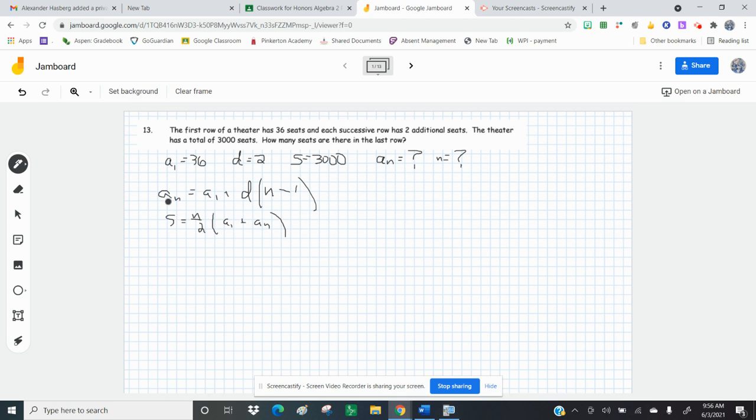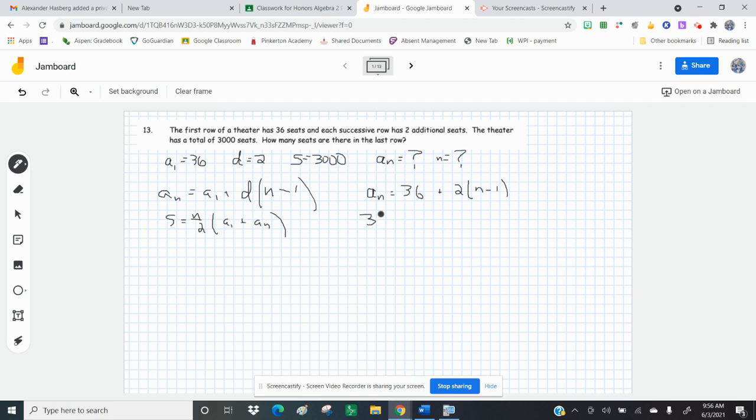So let's take this first one. An we don't know, so we're going to keep that an. A1 we know is 36, plus our common difference, which we said was 2, and n we don't know, so that's n minus 1. All right, so here I have 2 variables, so that's not going to help me. I can't solve that one as it is. So let's move on to the next equation.